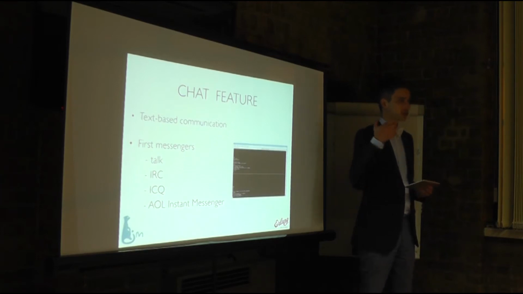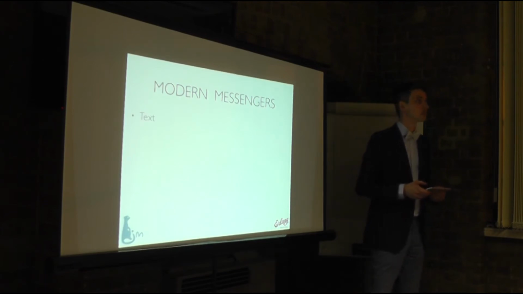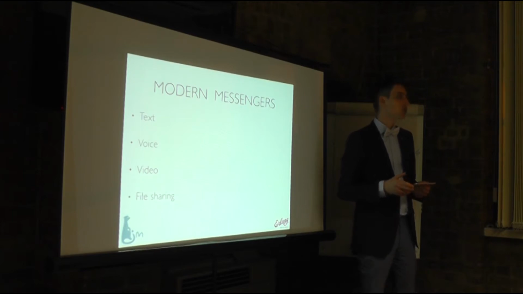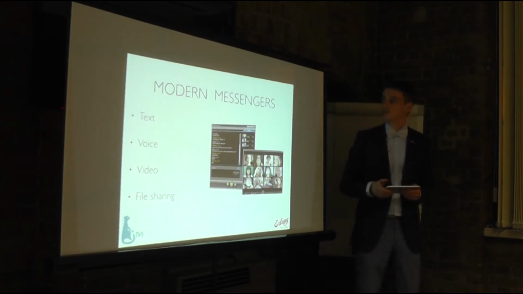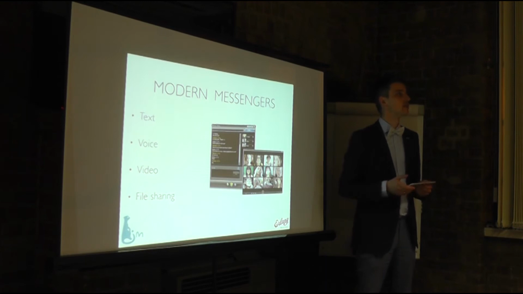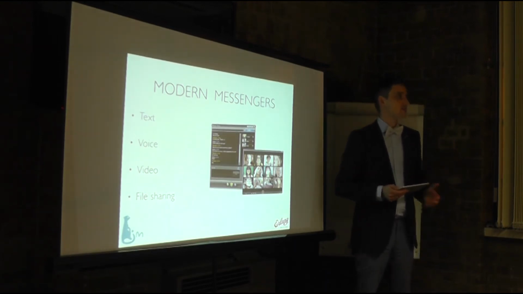But then all of the technologies evolved. We now have modern messengers, which look nothing like the ones from the old days. They still deliver text communication, but we also have voice, video, file sharing, and all sorts of other features that you can think of. So this is how a modern messenger could possibly look. It has lots of other things in it, not only text. Still, the use case for it is to communicate.